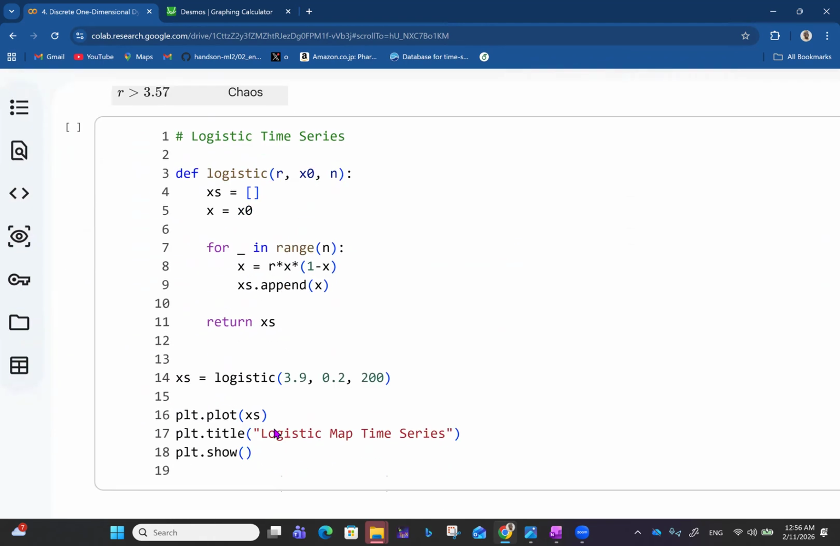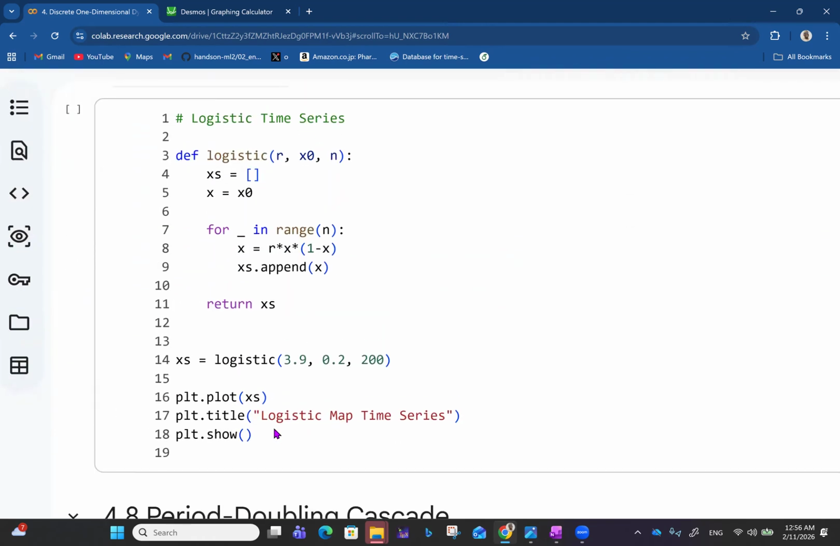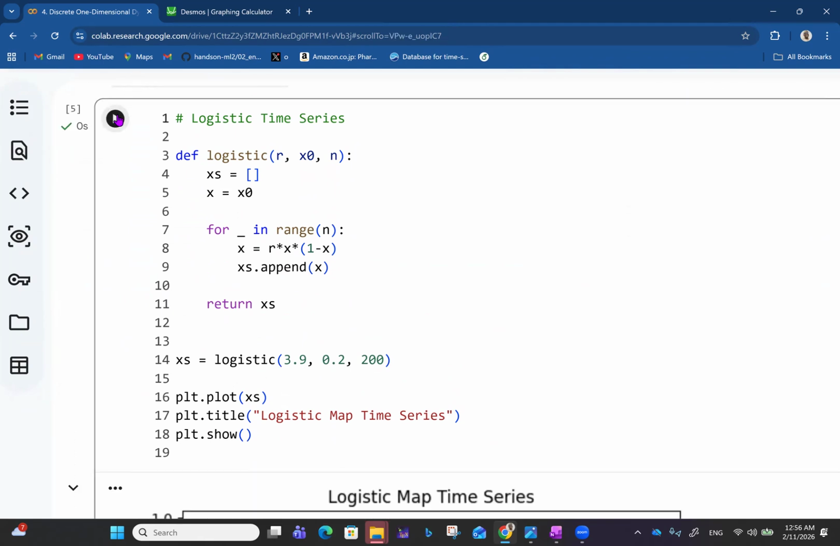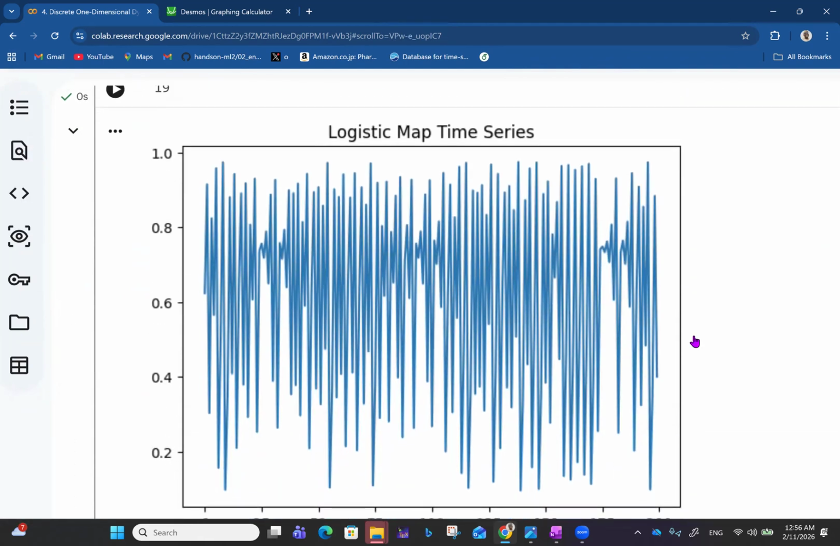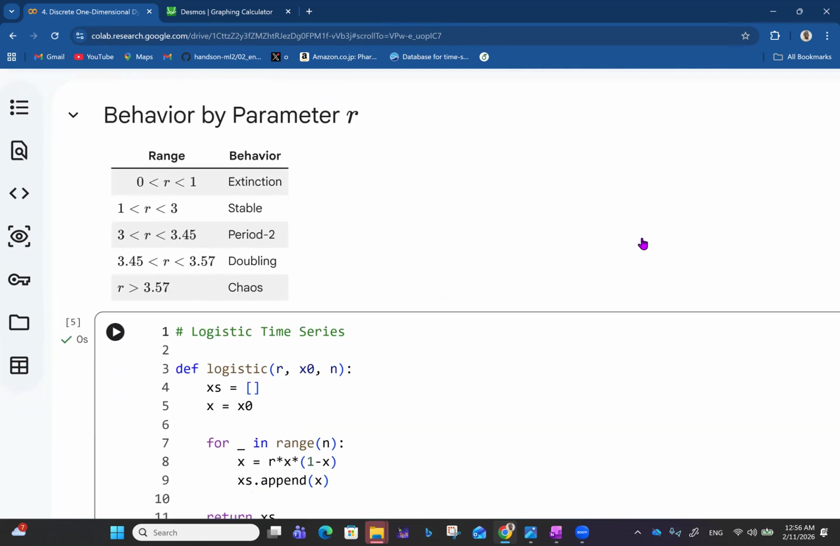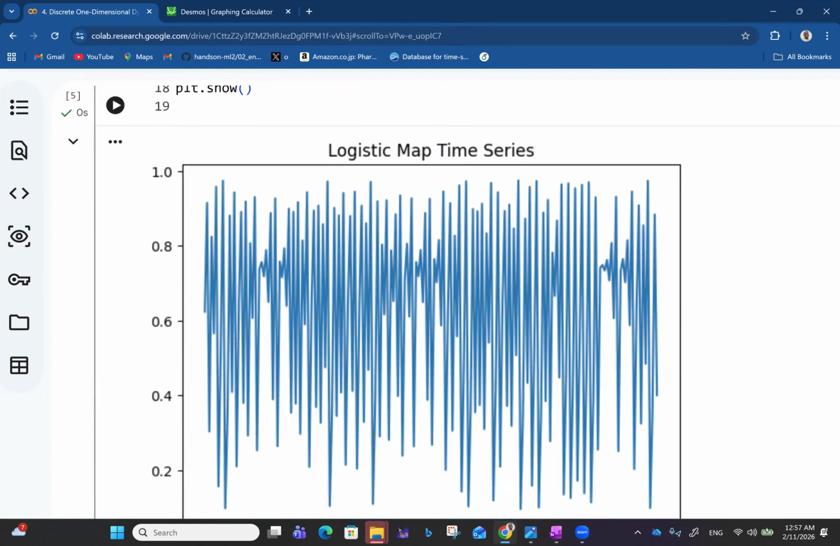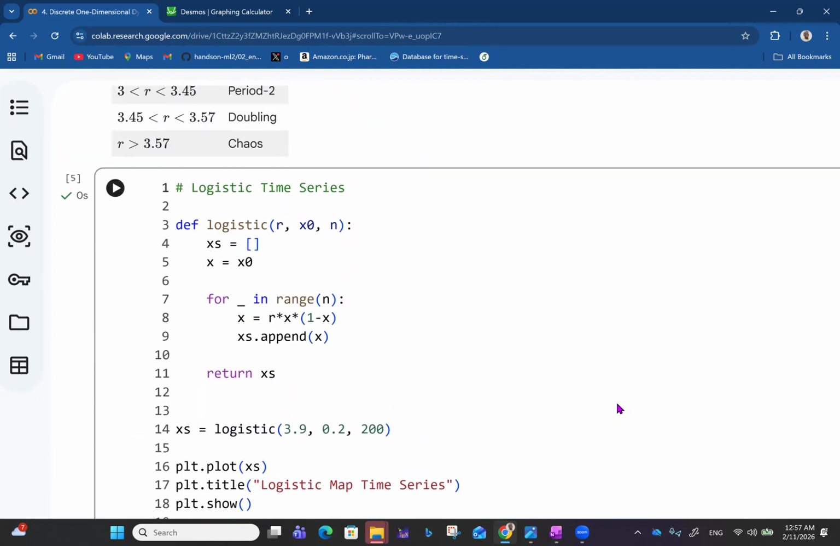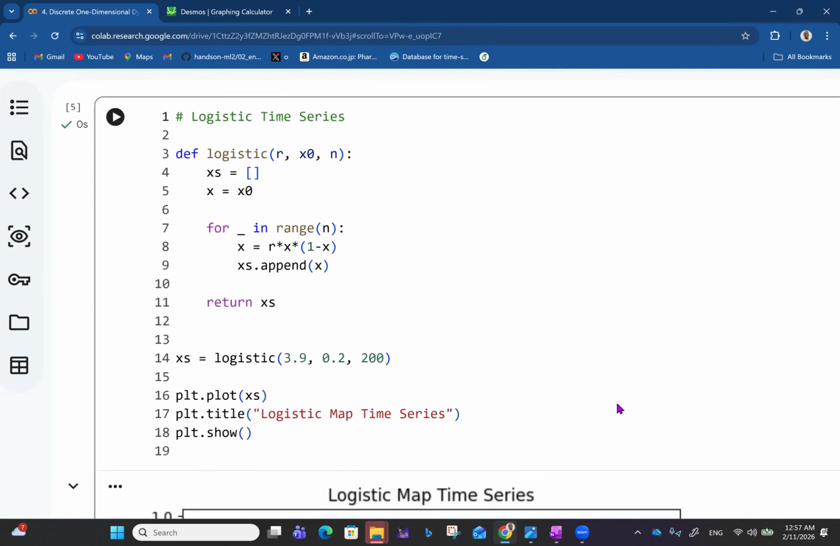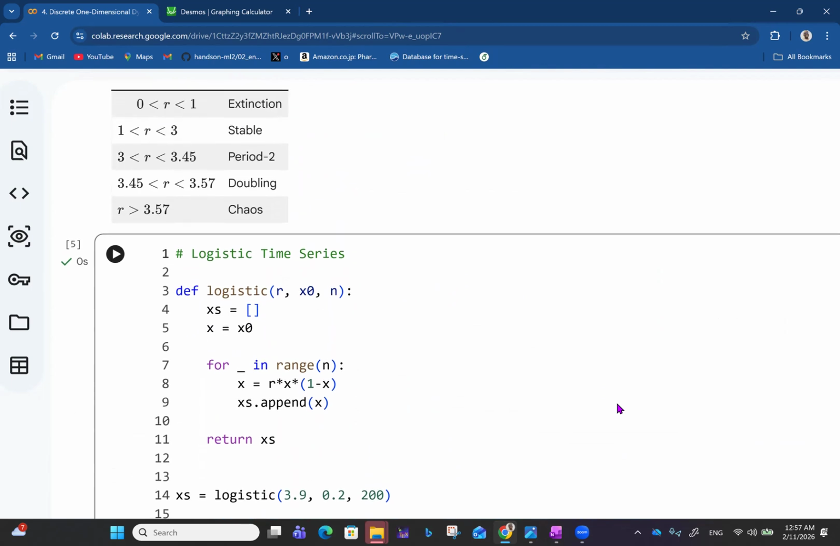First, r lies between 0 and 1. In this case, we have the logistic function with x naught, and then we run the logistic map with r = 3.9 for 200 steps. So if I run this now, 3.9 is bigger than 3.57, so 3.9 leads to chaos. You can see the logistic time series is very chaotic in this case. That's chaos.